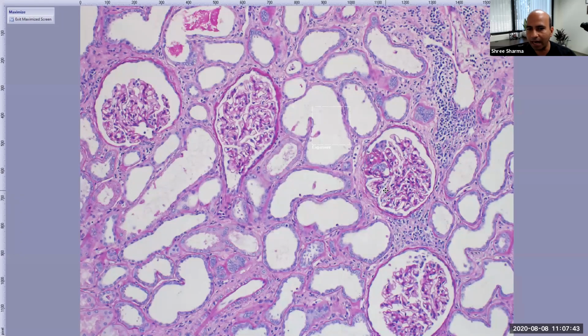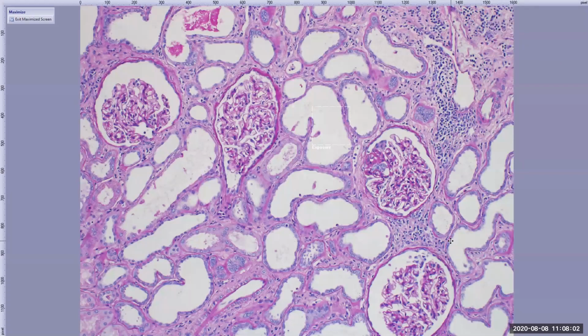Sclerosis means scarring. When the scarring is present within the tubular interstitial compartment, we call that tubular atrophy and interstitial fibrosis. When scarring is present within a glomerulus, we call that sclerosis, and it is involving only a part of the tuft. That's why we call it segmental.